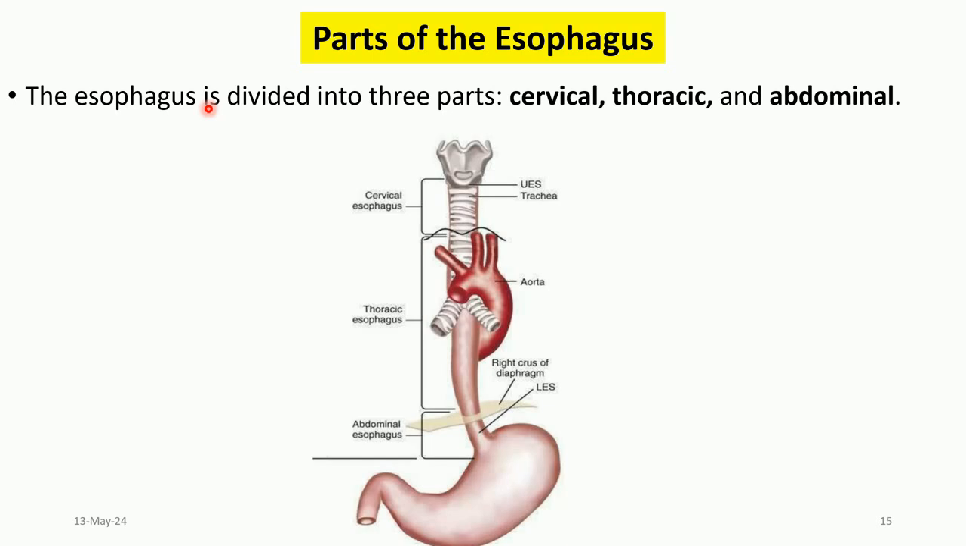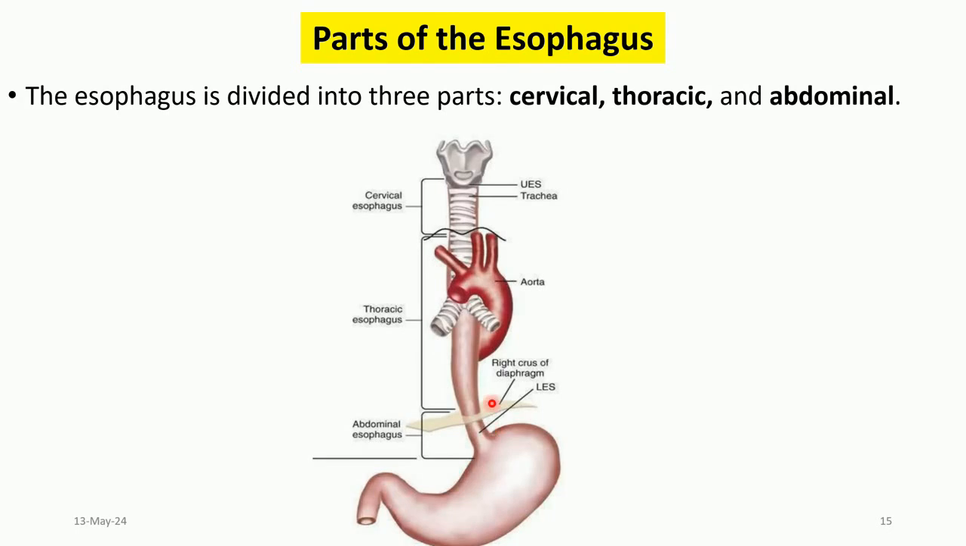The esophagus has the cervical, thoracic, and abdominal parts. The cervical part of the esophagus is that portion that extends from the level of the cricoid cartilage down to the level of the thoracic inlet. Below the thoracic inlet, we have the thoracic part of the esophagus that extends up to the level of the diaphragm. Below the diaphragm, that small portion is the abdominal part of the esophagus.